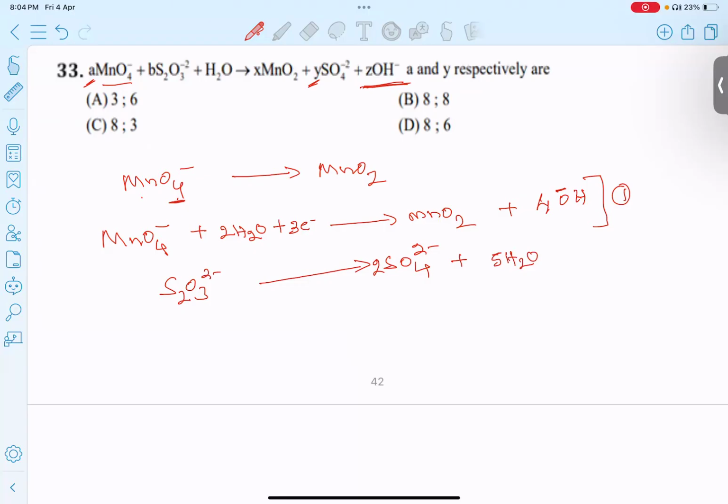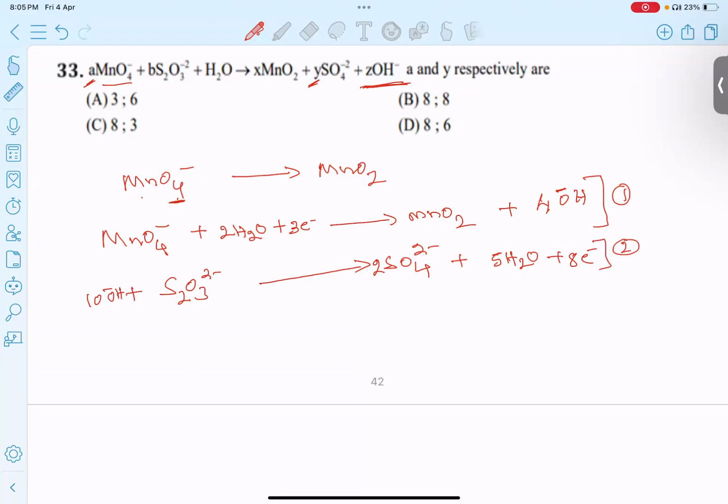Actually, 5 oxygen atoms less in the reactant side. On the excess side itself, add water molecules, that number of water molecules, to balance the hydrogen. On the opposite side, add that number of OH minus ions, that is 10 OH minus ions. So now balance the charges. In the reactant side, totally 10 minus plus 2 minus, 12 charge. The product side has only 2 into 2, 4 minus charges. So add 8 electrons to the product side. This is equation number 2.